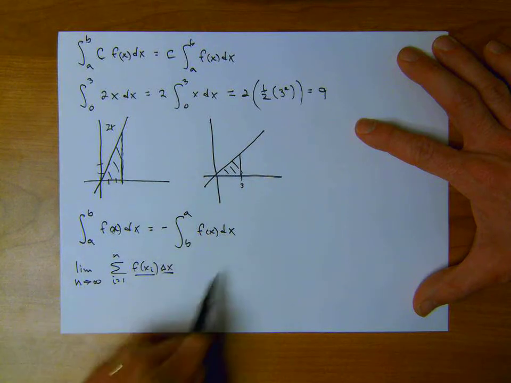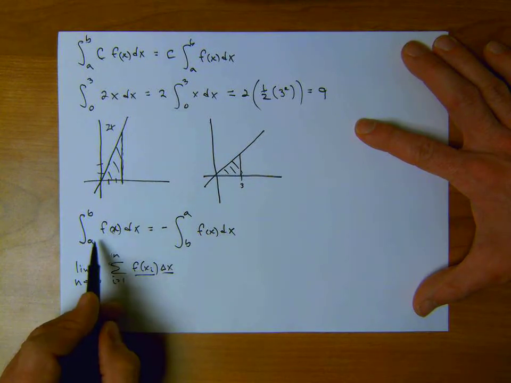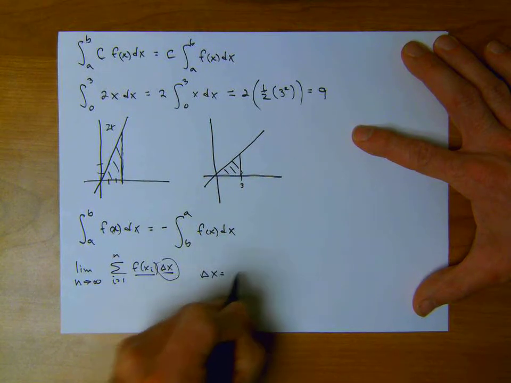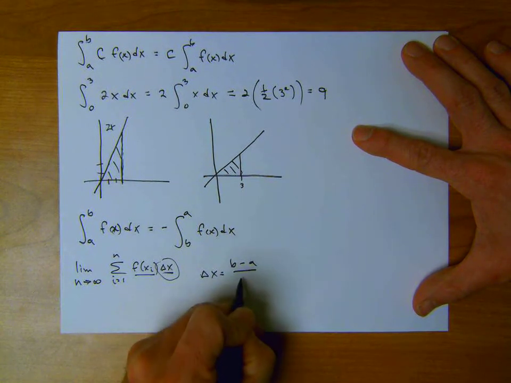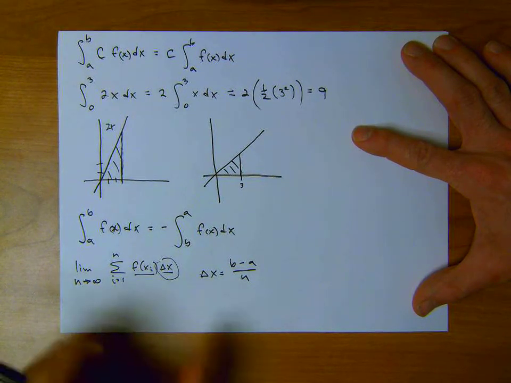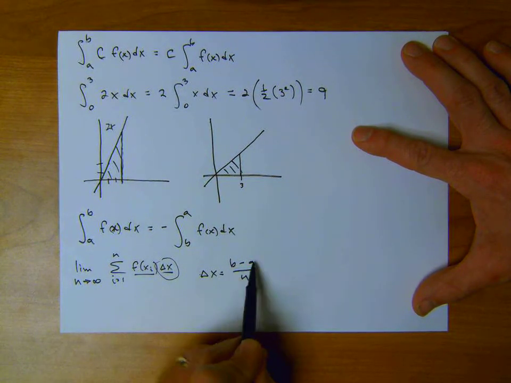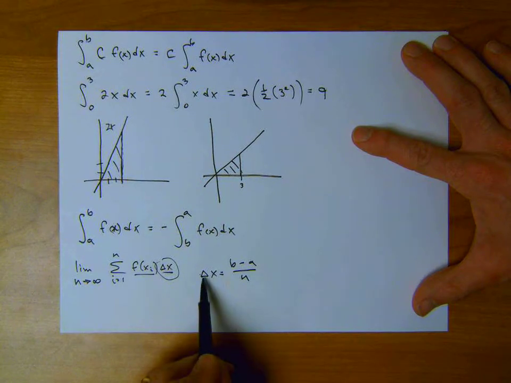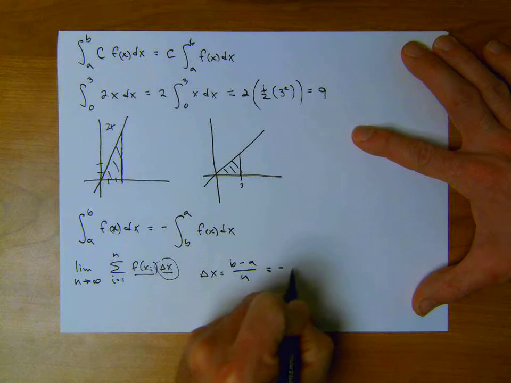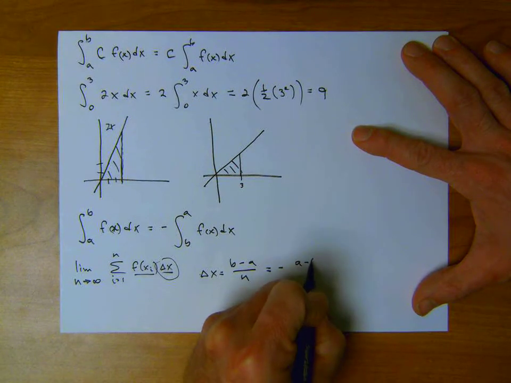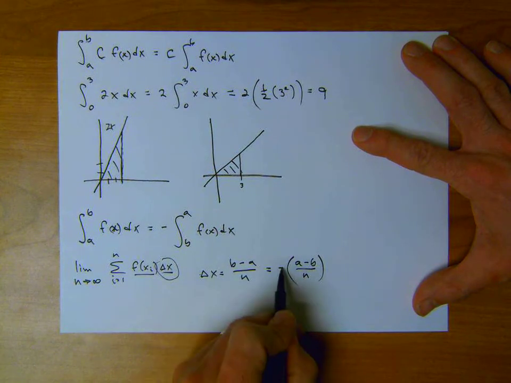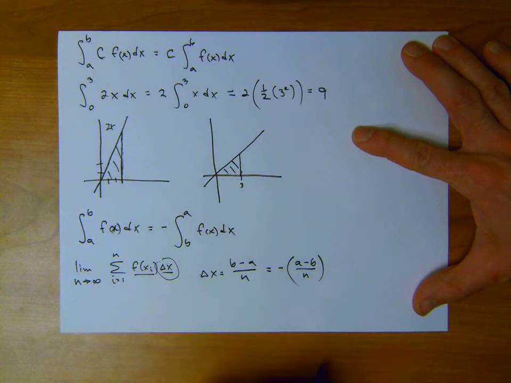We're taking the limit as n goes to infinity. So if you think about these in terms of rectangles, then what is delta x? Well, delta x is b minus a over n, right? This is the case where all of our rectangles have the same width. So we just take the length of our interval, b minus a, and we divide it by n. That gives us the width. But notice that that is the negative of a minus b over n, right? If I distribute that negative, I end up with b minus a.